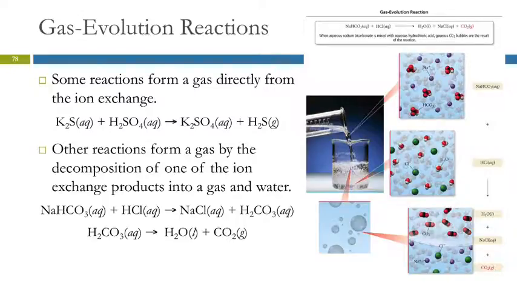So this is what would happen. Sodium hydrogen carbonate, this is baking soda in water, mixed with HCl. And when those mix together, the hydrogen ions and the hydrogen carbonate ions form carbonic acid, which immediately begins to fall apart into water and carbon dioxide, and we see the fizzing of the carbon dioxide bubbling out.